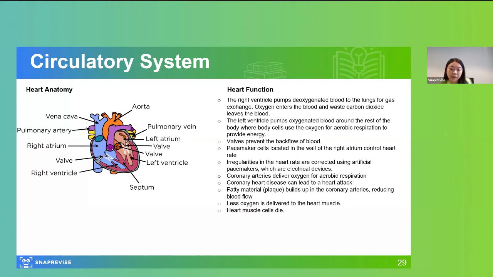Something I want to point out very carefully, though, is it's important to know that the blood goes to your heart.